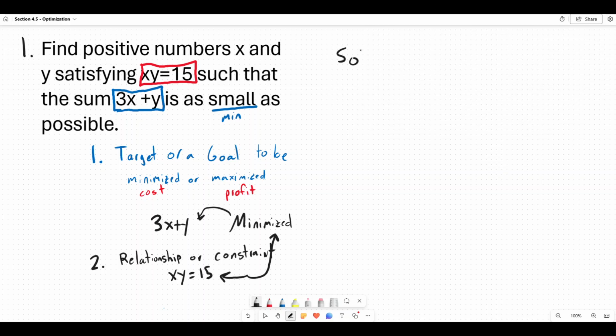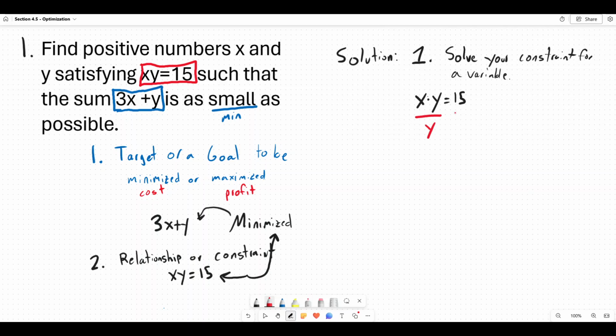So how do we find the solution? Okay? Step one. Solve your constraint for a variable. Usually it doesn't matter which one you choose. So let's say we have x times y equals 15. Let's solve that somewhat arbitrarily. I'm just going to solve it for x. And I get x equals 15 over y. There's my step one.